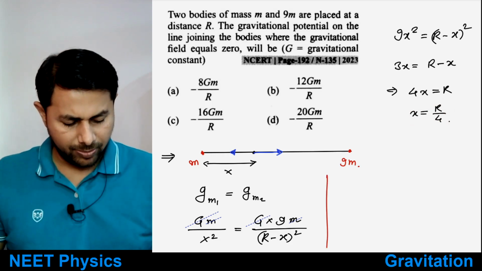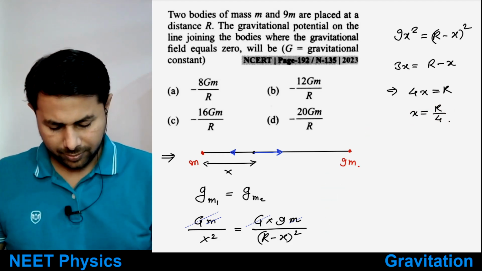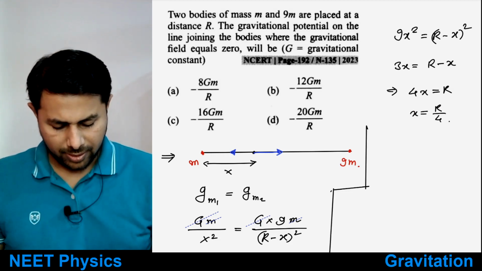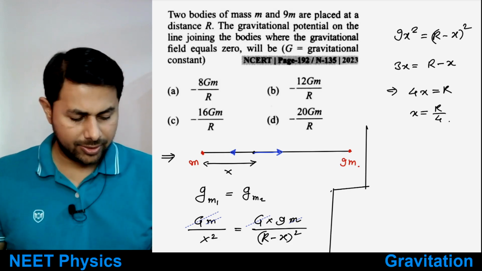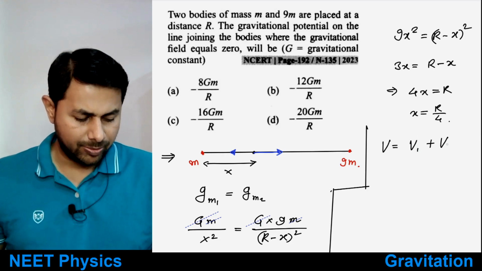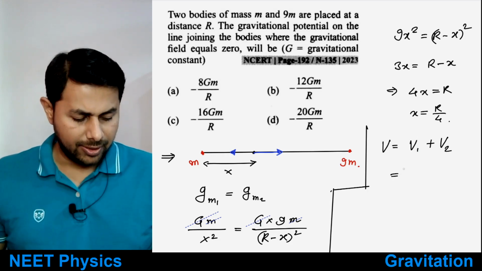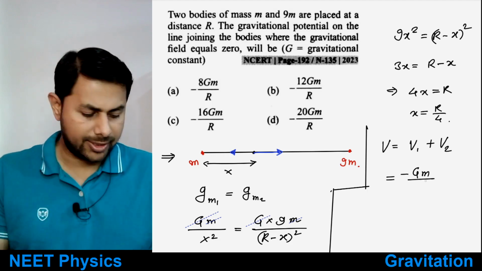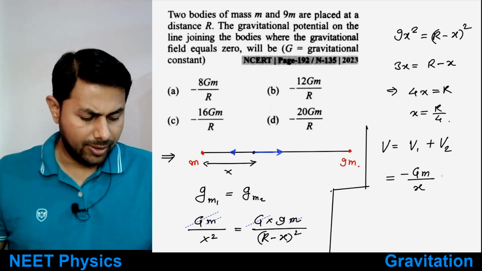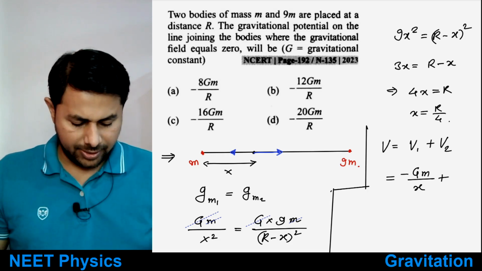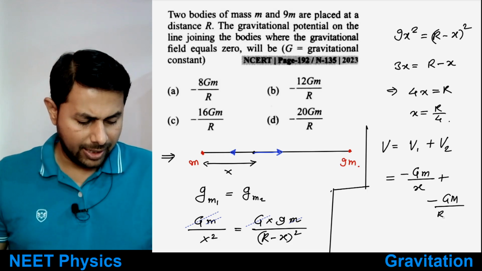Then calculate the gravitational potential. So there would be some gravitational potential due to the first mass and some gravitational potential due to the second mass. So total potential would be potential due to the first mass plus potential due to the second mass. That is, what is potential due to the first mass? Minus of GM divided by its distance x. Then you have plus potential due to the second mass, which is minus of G times 9m divided by r minus x.